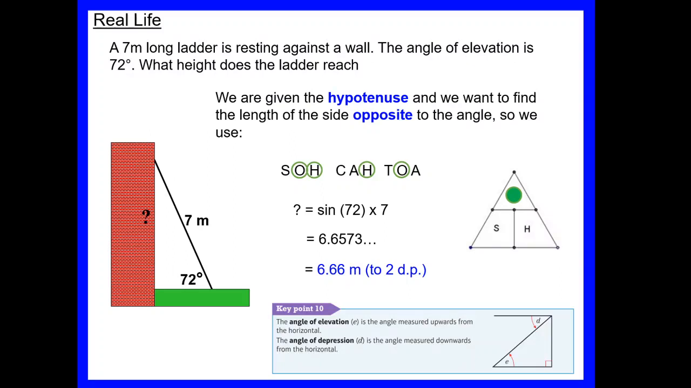So our key point then from these real life questions: the angle of elevation, as we can see, is measured upwards from the horizontal. So just as we did with our ladder. The angle of depression is measured downwards from the horizontal. So if I were to draw a line from the top here and I want to look down, then that's the angle of depression. We'll be moving on to look at that a bit more next lesson, but we definitely need to make sure we understand angle of elevation first. So do make a note of that in your book.